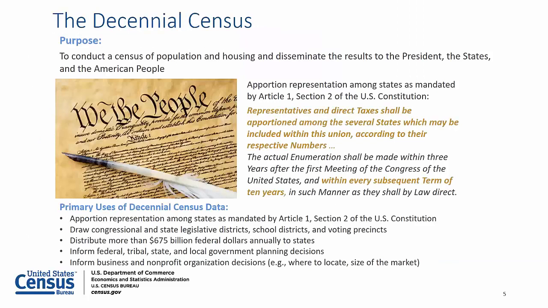The primary purpose of the 2020 Decennial Census is to collect data on population and housing, but there are many other important purposes. The data from the 2020 census helps with drawing congressional and state legislative districts, school districts, and voting precincts, and distributing billions of dollars annually in funding to states and local communities. These outcomes affect every person in the United States, which is why it is important that we have a complete and accurate census.